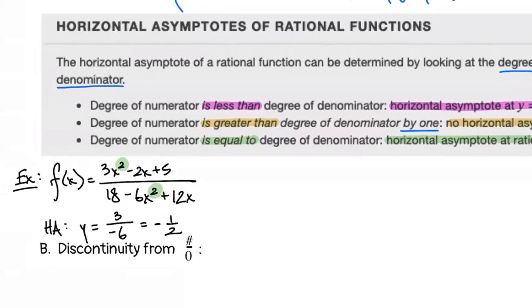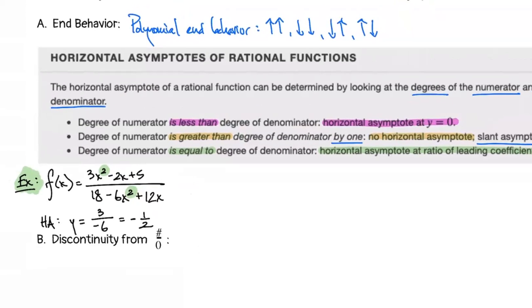Right? So this would be an example of that last rule, the degree of the denominator and numerator are equal. So then we take the ratio of the leading coefficients to find that horizontal asymptote. Okay.